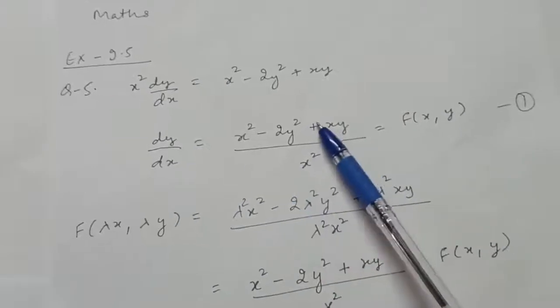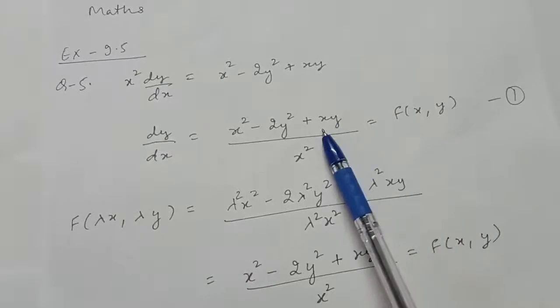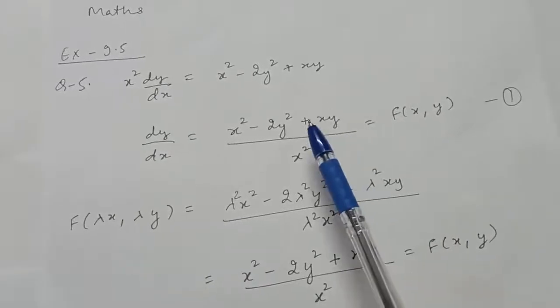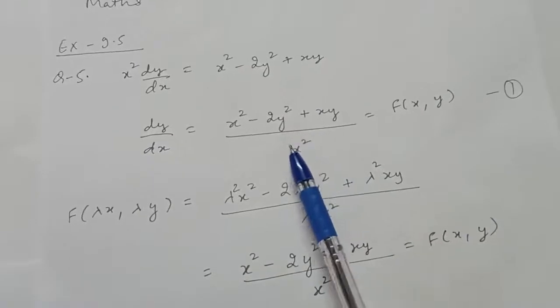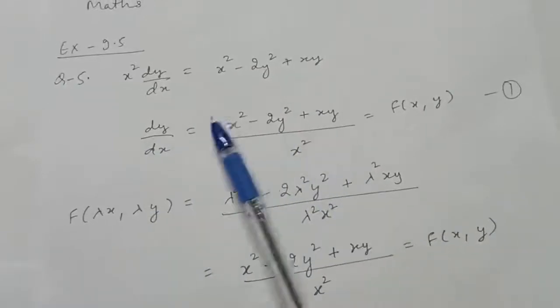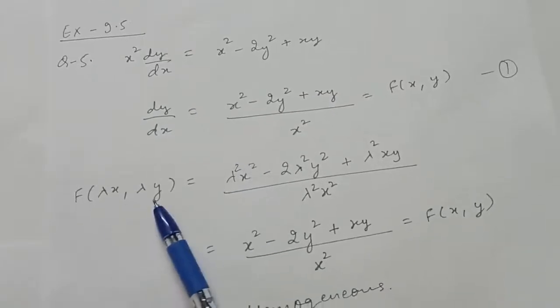Now let this be our function f(x, y). Now we will check if this function is a homogeneous function of degree 0 or not. If it is, then we will say that this complete differential equation is homogeneous. For this, taking f of lambda x, lambda y.